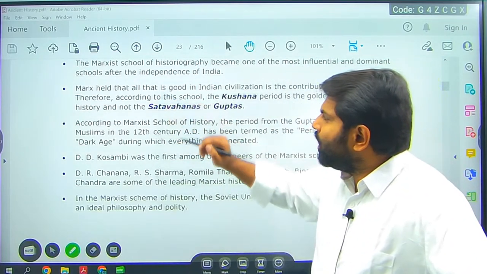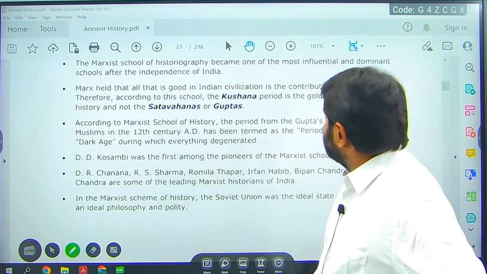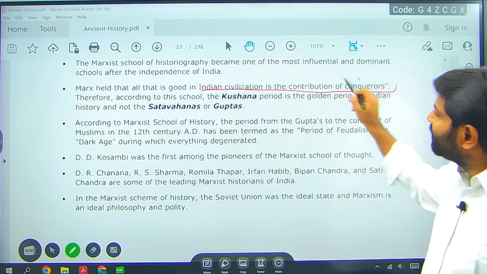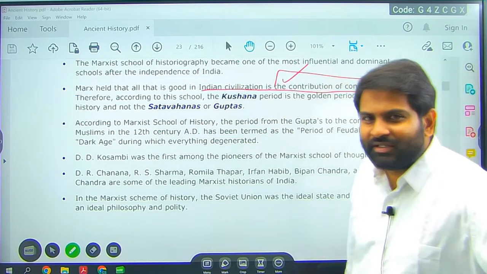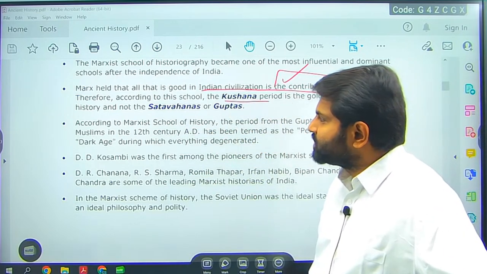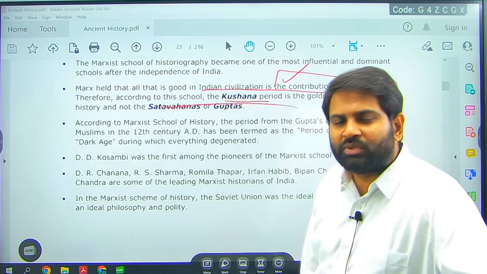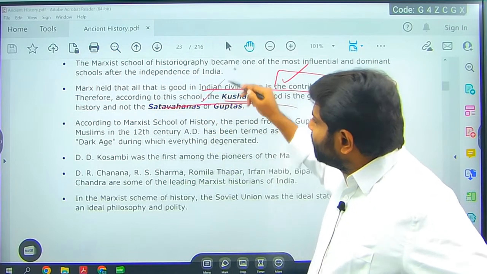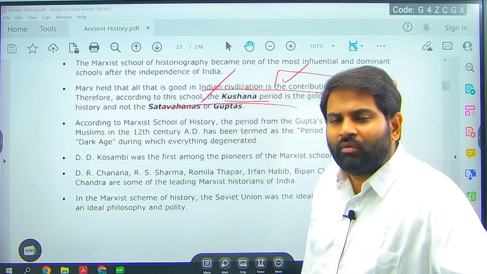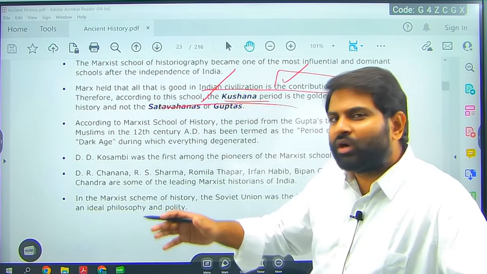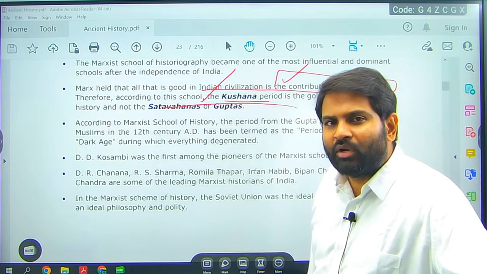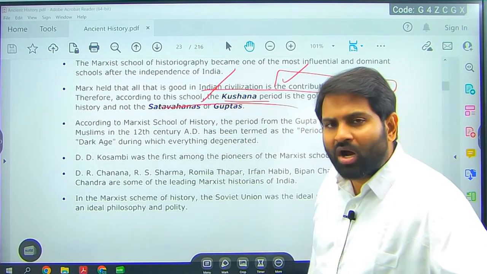Marx held that all that is good in Indian civilization is the contribution of the conquerors. Therefore, according to this school, the Kushana period is the golden period of Indian history and not the Satavahanas or Guptas. That is the reason why there is glorification of Kushanas in the early independent texts also. The brief time of Kushanas is good, then what about Satavahanas? What about Guptas? Why can't it be a golden period? Because his focus is mostly on conquerors.